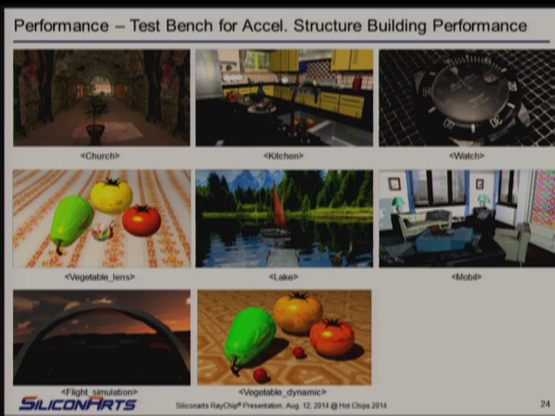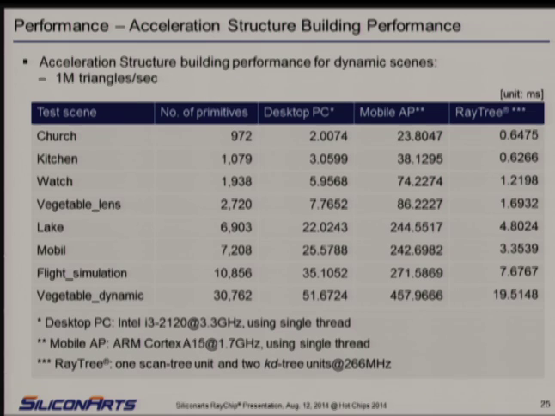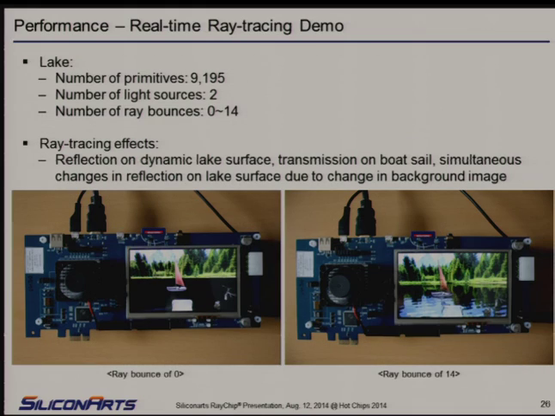Here is the test bench for RayTree performance evaluation. The number of dynamic primitives ranges from simple scenes of 1K primitives to heavy scenes of 30K primitives. RayTree's KD tree build performance based on this test bench resulted in implementing 1 million triangles per second. This figure is much superior when compared to the latest mobile processor as well as high-performance CPU in PC systems.